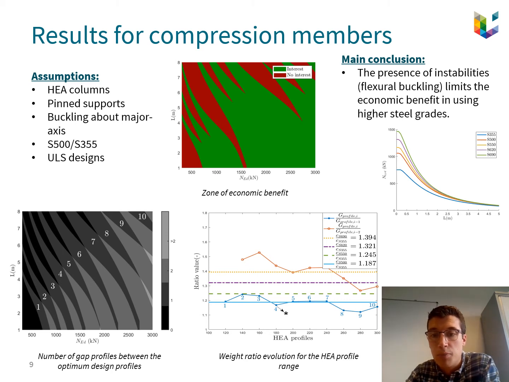And it can be explained by representing the European buckling curve for one given profile. As you can see, the higher the slenderness, the lower the resistance, and so the less the economic benefit in using the S500 high steel grade.